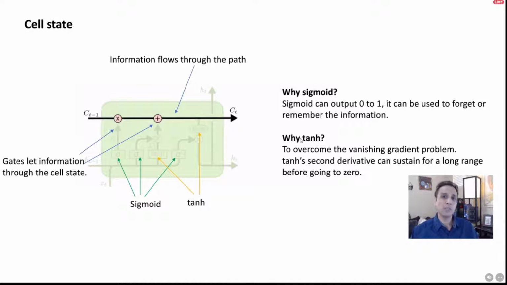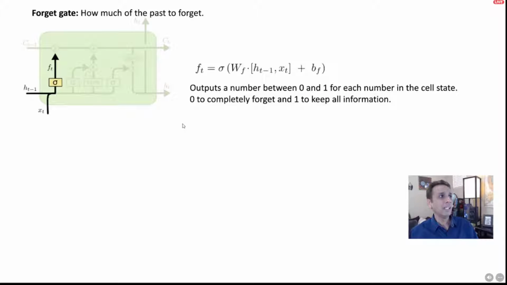And tanh goes from -1 to 1, and it's a great function to actually add weight to individual values, but it's also there to overcome the vanishing gradient problem. Again, if you look at sigmoid, for example, the first derivative is fine, but the second derivative goes to 0. But if you look at the tanh, the second derivative still sustains for a long range, even before going to 0. If that doesn't make sense, fine. Let's move on and understand the forget gate, okay?